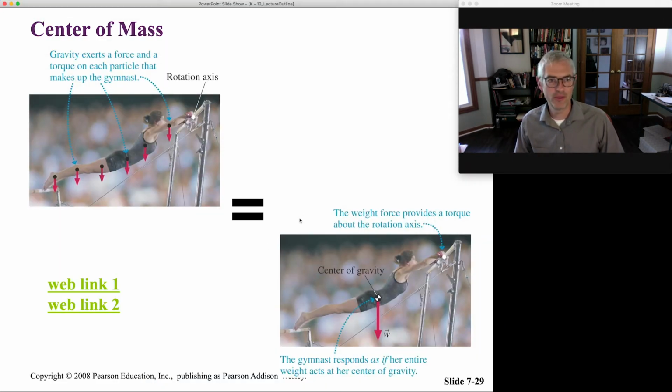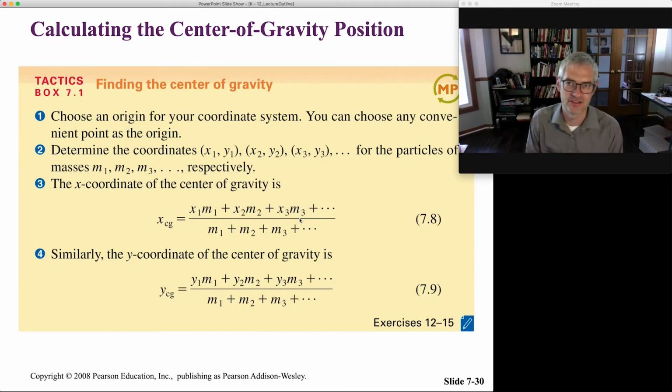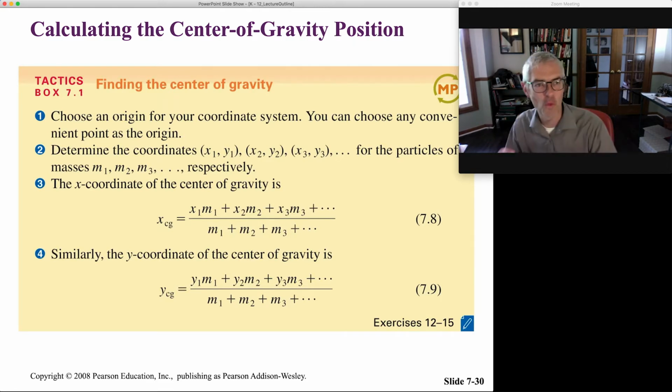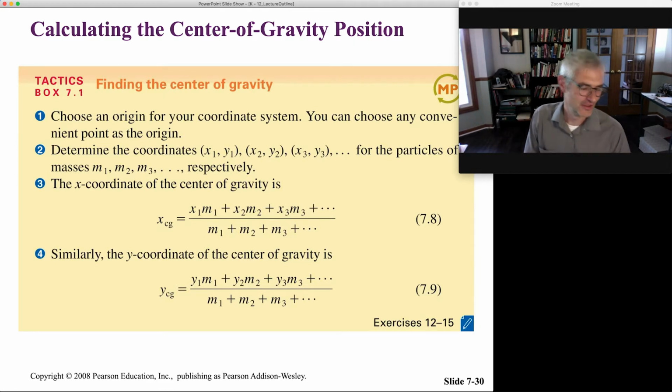All right, so what we need to do is figure out how to calculate the center of mass or center of gravity, same thing for our class, okay? And to do that, you have to do a weighted sum, right? Forgive the pun, where you're looking at where the mass is located, okay?